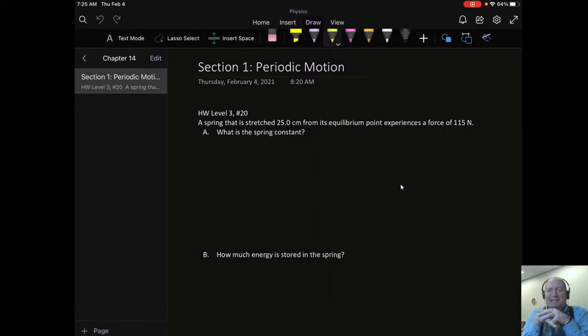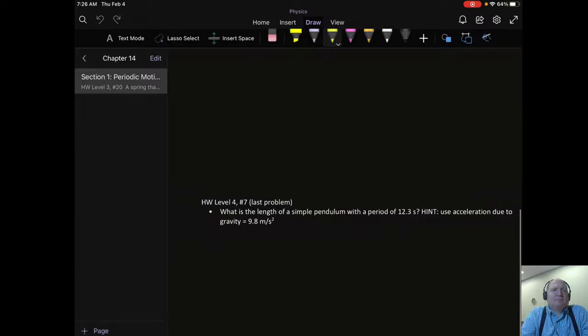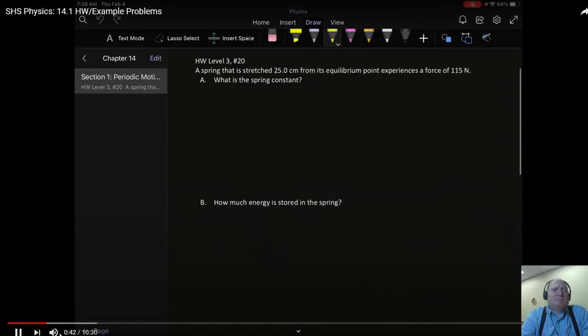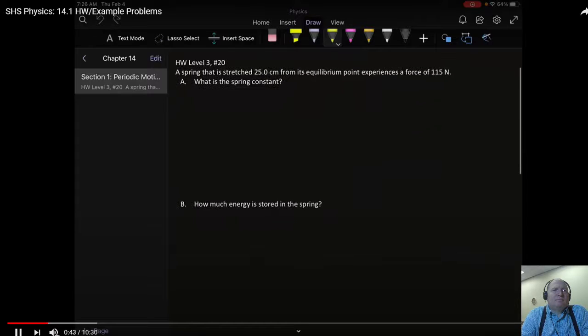Plus an announcement. All right, now we did a couple of example problems for the lecture in class, and those example problems are laid out step by step in the lecture slides available in Canvas, so you can see those as well. These specific example problems that I'm walking you through are from your homework. The first one is from homework level 3, number 20, and the second is homework level 4, number 7, the last problem in the assignment.